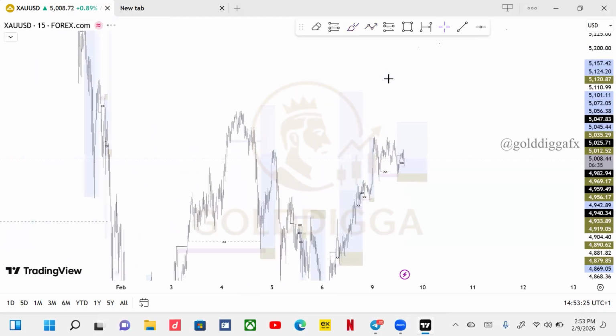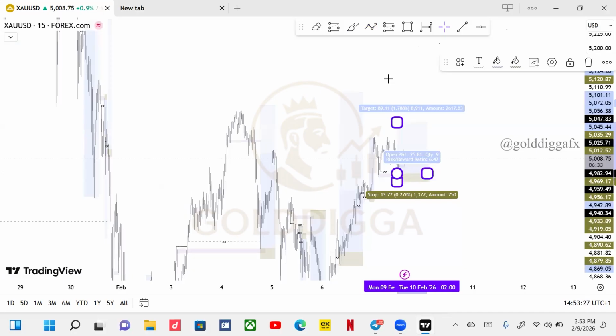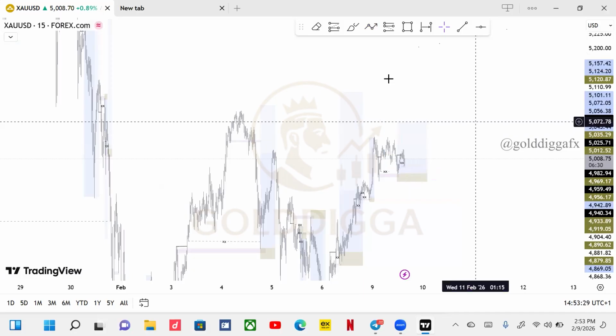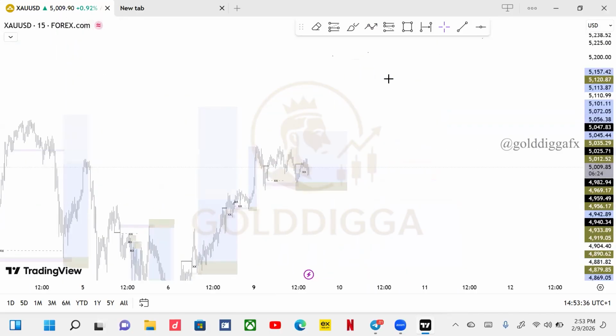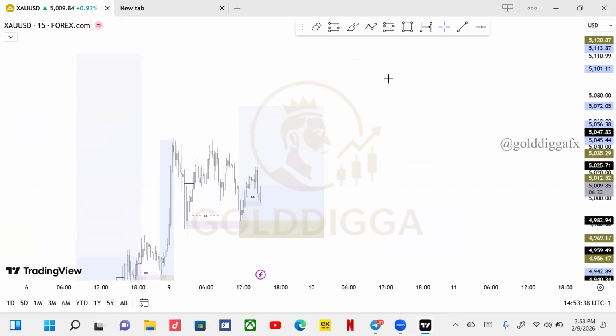Remember what I said? The main goal is for price to reach a 4-hour higher high. So if price goes there, I will hold my trade till this point. Price makes a 4-hour higher high. So let's see how it plays out. So I'm holding.